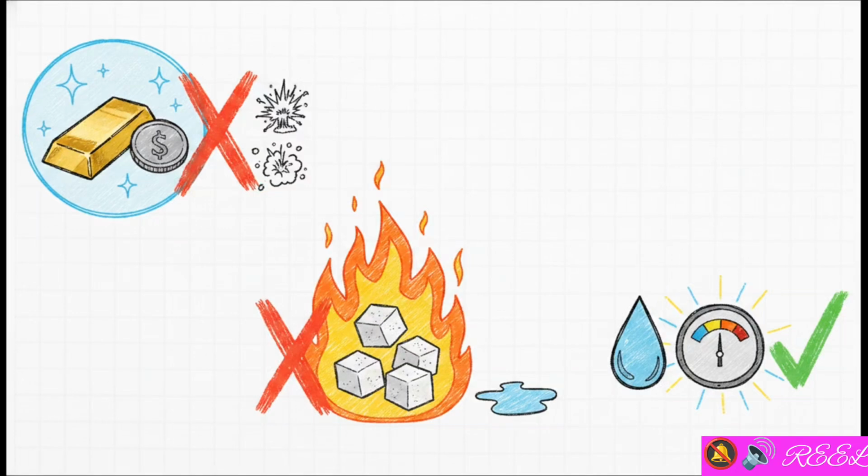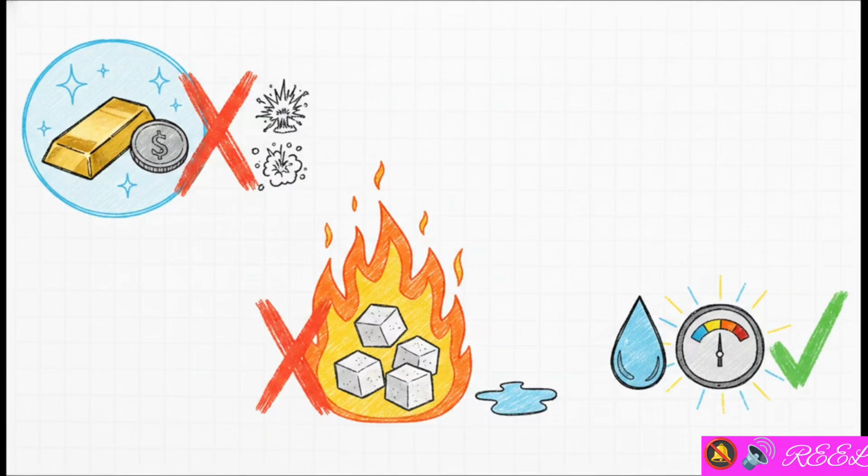Statement 2 is also false. Ionic compounds, like your basic table salt, are held together by incredibly strong electrostatic forces. It takes a massive amount of heat to break those bonds, so they actually have very high melting points. And statement 3 is true. Pure water sits dead in the middle of the pH scale at a perfectly neutral 7.